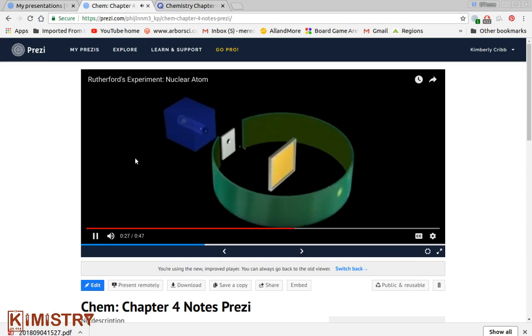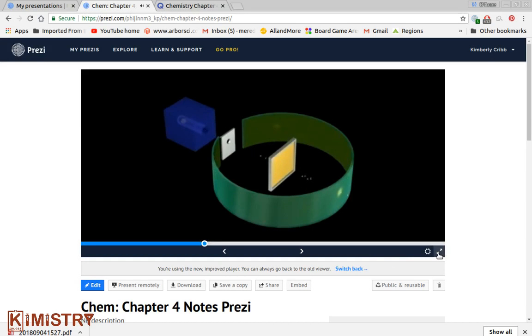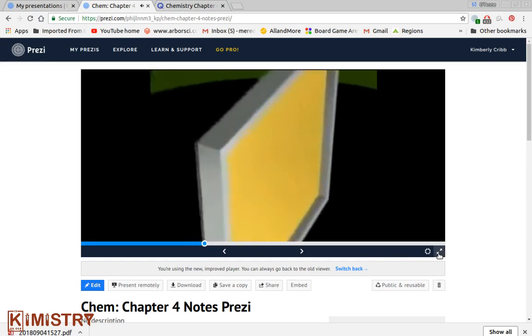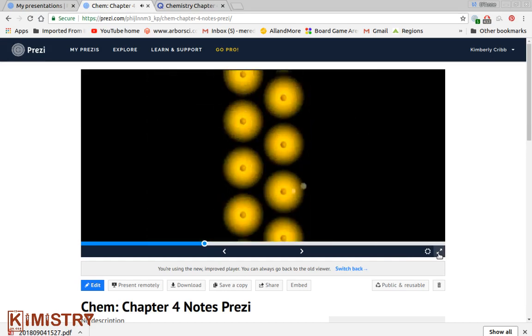Yet so small that only a few alpha particles encountered them. This atomic level view shows what is happening.